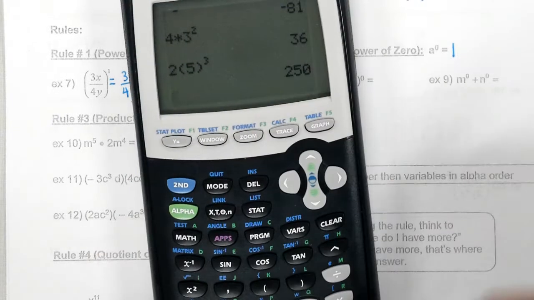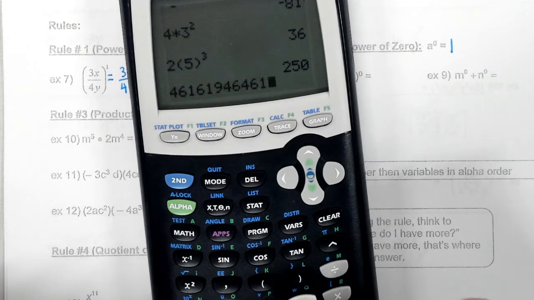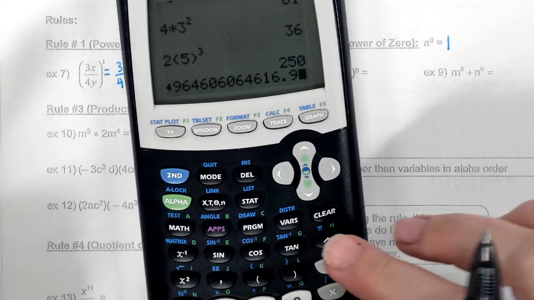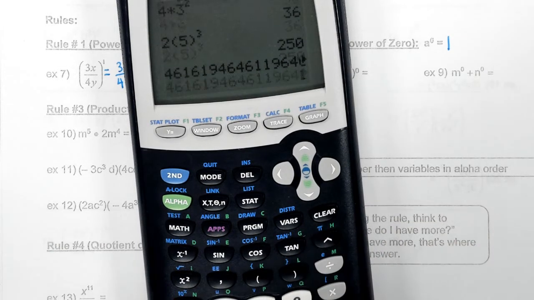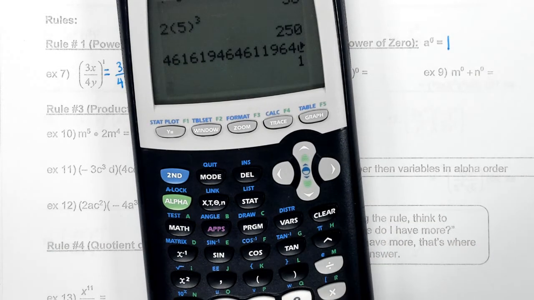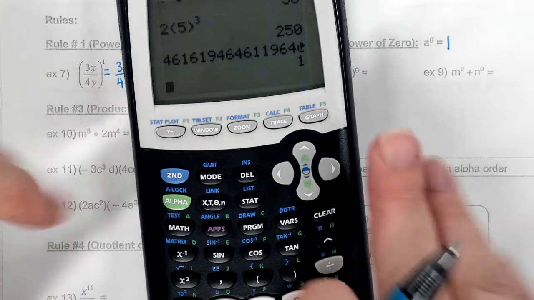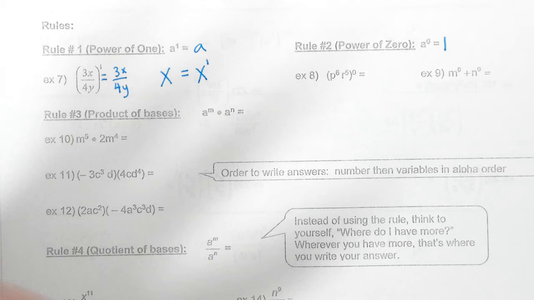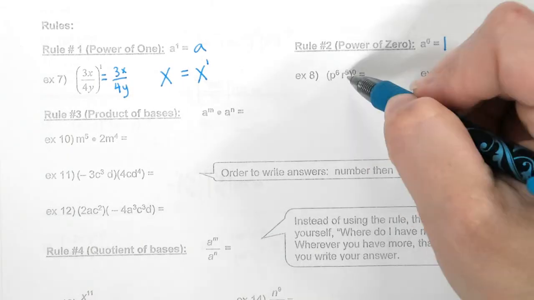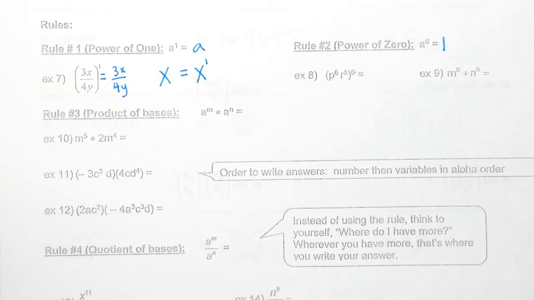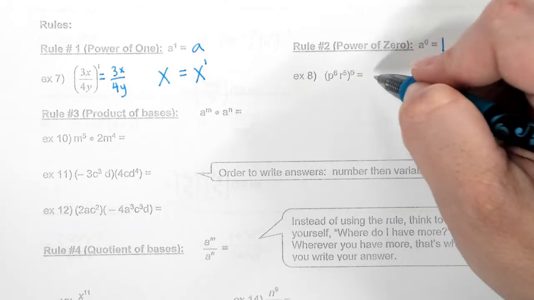And you can even test that. You can type some crazy big number and put it to the 0 power and it equals 1. Okay? Same with letters. You can't type letters in your home screen, but anything to the power of 0 is 1. Okay, so here, this whole thing is to the 0 power, so what does that whole thing equal? 1.